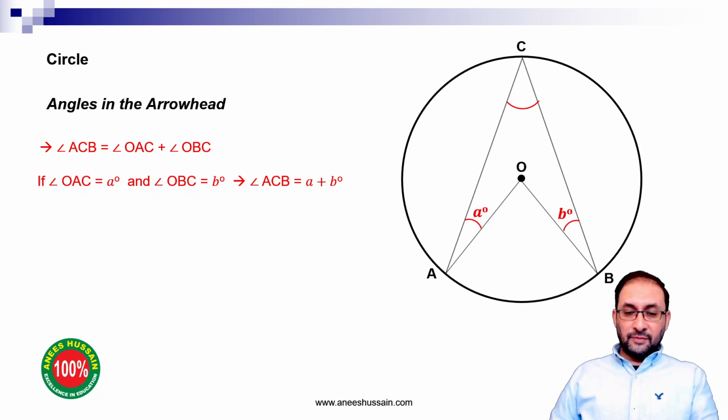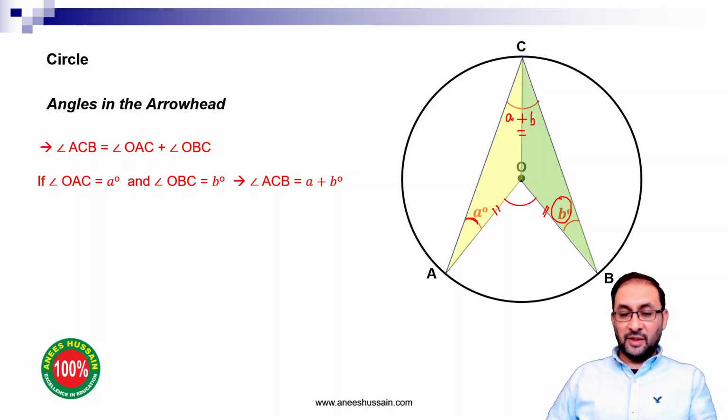Let's draw the line OC. Now OC is the radius of the circle and OA is also the radius of the circle. So when we take a look at the triangle on the left hand side, this triangle is an isosceles triangle. And remember, in an isosceles triangle, the corresponding angles are equal. So if the angle at the bottom here is A, then the angle at the top here should also be A. Similarly, the triangle on the right hand side is also an isosceles triangle. Sides OB and OC are both the radius. So if the angle at the bottom here is B, then the angle at the top would also be B. And that's why angle ACB will be equal to A plus B.